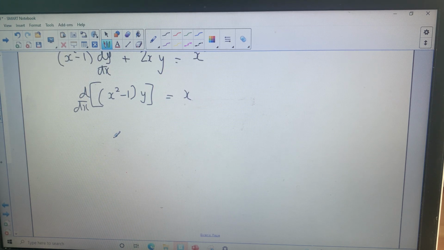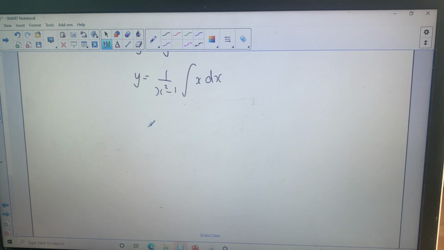Let's integrate both sides with respect to x. So I'm going to get (x squared minus 1) times y equals the integral of x dx. So what have I got? I'm going to have y is 1 over (x squared minus 1) times the integral of x dx, and of course you can simplify that if you want to.